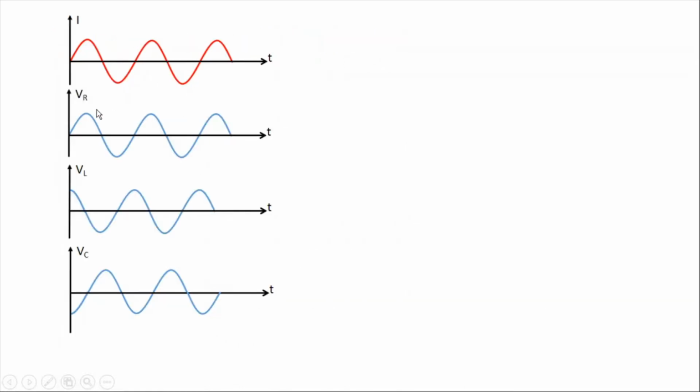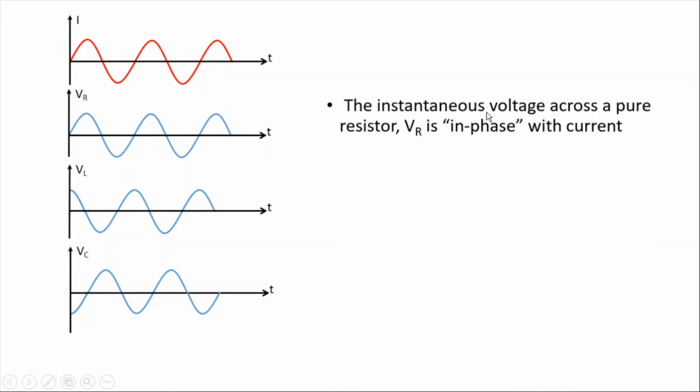When a resistor is connected to an alternating current source, the voltage across the resistor and the current through the resistor are going to be in phase. So the instantaneous voltage across a pure resistor is in phase with the current. They become maximum, minimum, and zero at the same time.